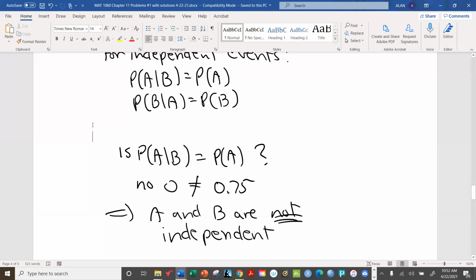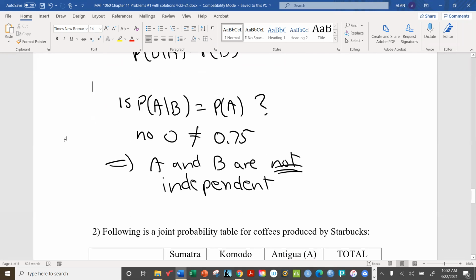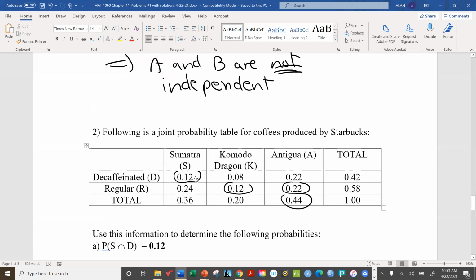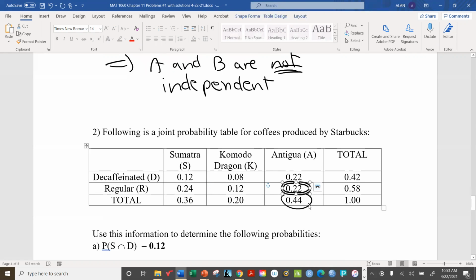All right, now the next question is one of our favorites, the joint probability table. It's one of our favorites because it's so easy. So what I've done is I put together a table. It's meant to represent the probabilities of choosing different flavors at Starbucks. Okay, so in other words, what they're telling us is that out of the coffees that they're producing, these numbers tell us how they're distributed.